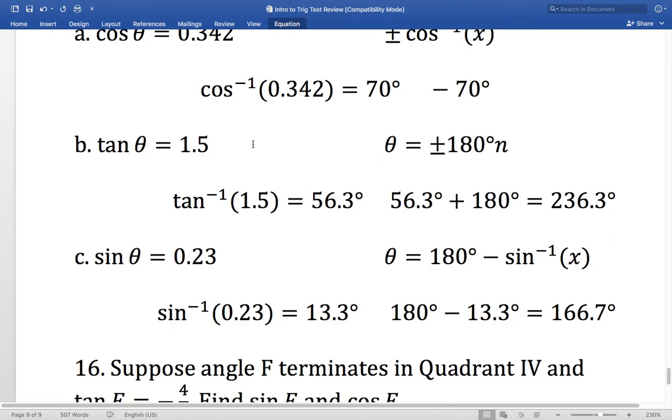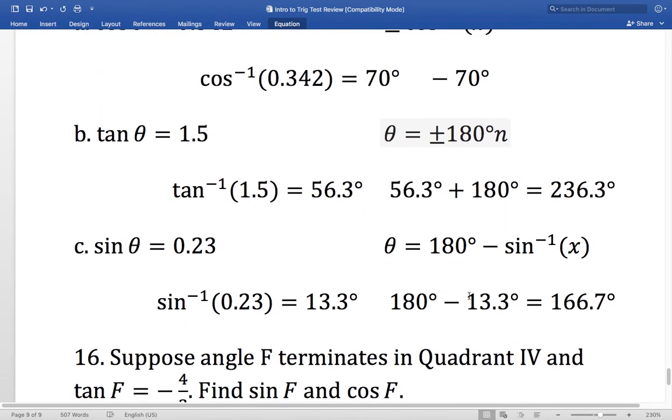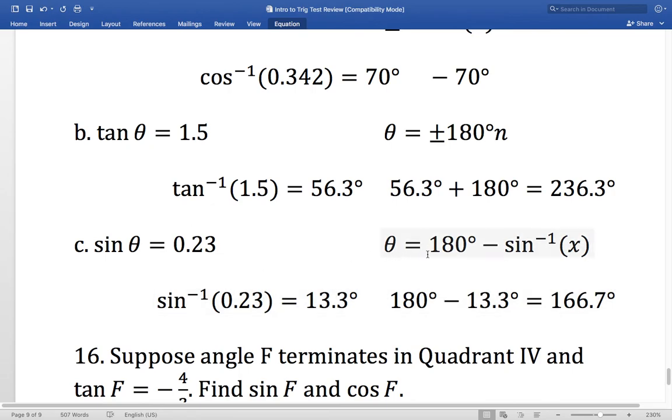If you're dealing with tangent or cotangent, you're going to add or subtract increments of 180 to the answer the calculator gives you. And you just need to be aware that your limitations up here will determine whether you're adding or subtracting 180. And then for sine, the rule is whatever your first answer is, that's your first solution. Second solution is going to be 180 minus your first solution.